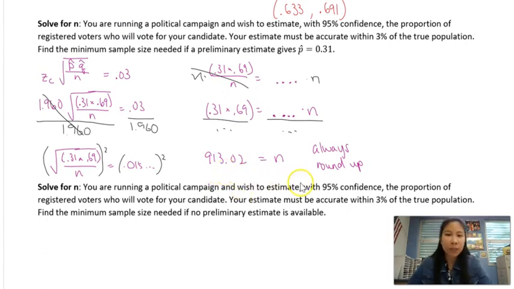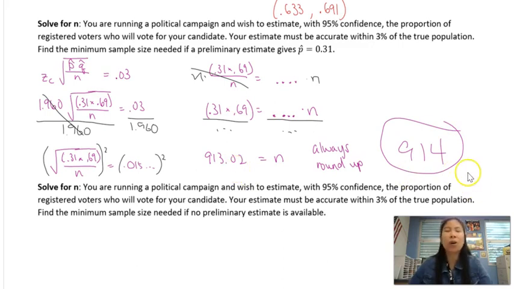But it doesn't matter because, remember, n is a sample size, so we always round up. So our final answer is going to be 914. It doesn't matter what the decimal is, you always round up because we're saying we need at least 913.02 people. But we can't have 0.02, so we round up because it still needs to be more than this number. So that's the general process for solving for n.